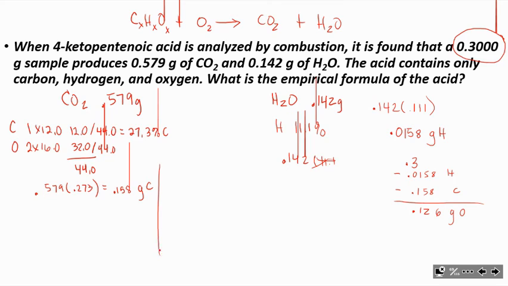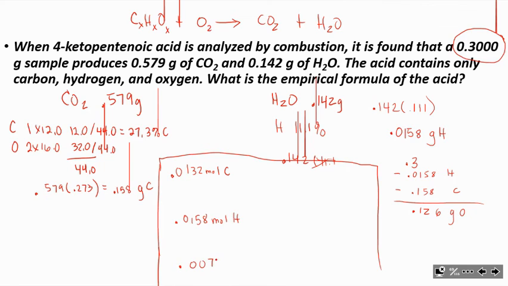And so what I can do is convert those into moles. If we take our carbon and convert that into moles, I'm going to end up with 0.0132 moles of carbon. I'm going to end up with 0.0158 moles of hydrogen, and I will end up with 0.00788 moles of oxygen.